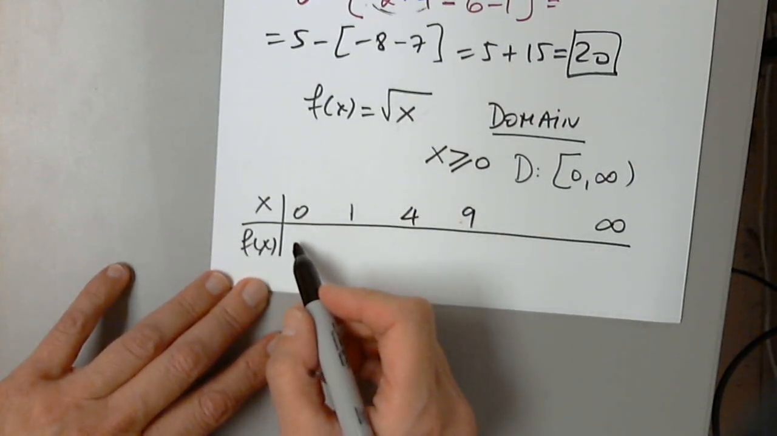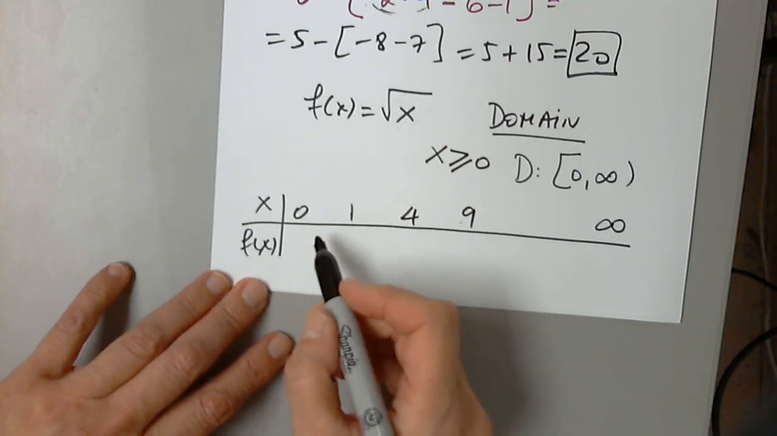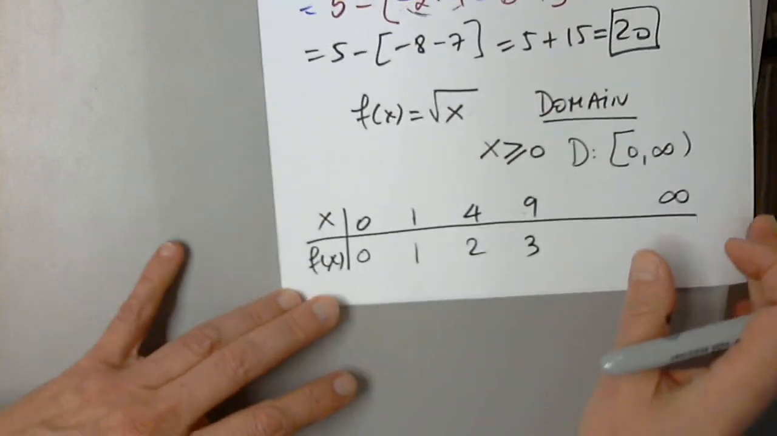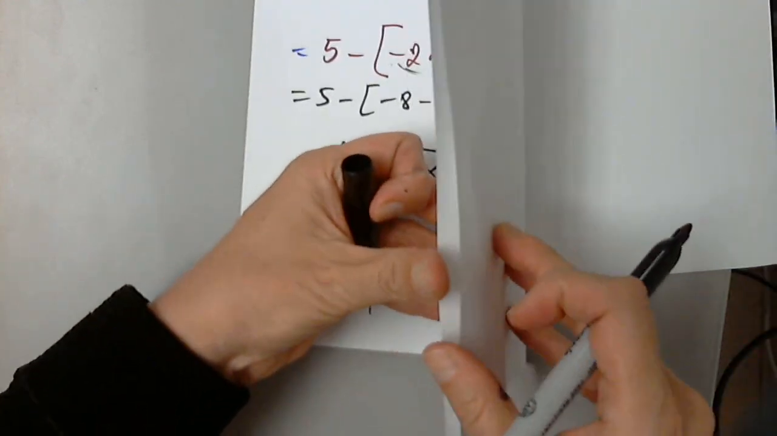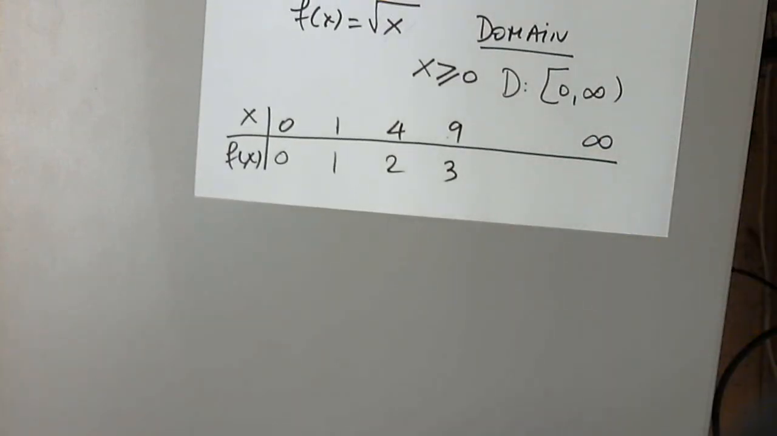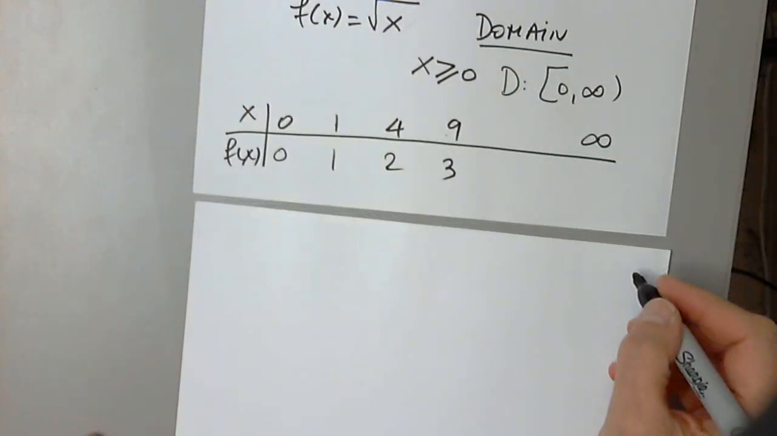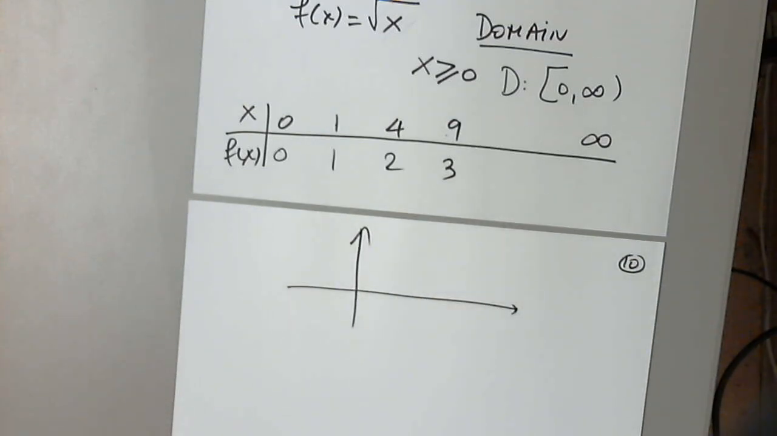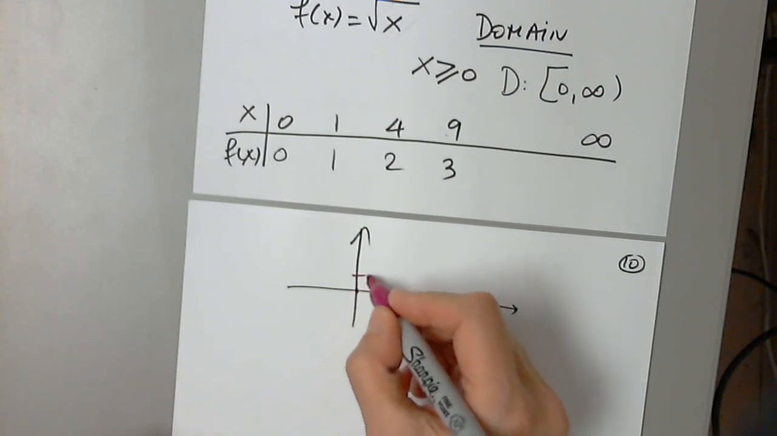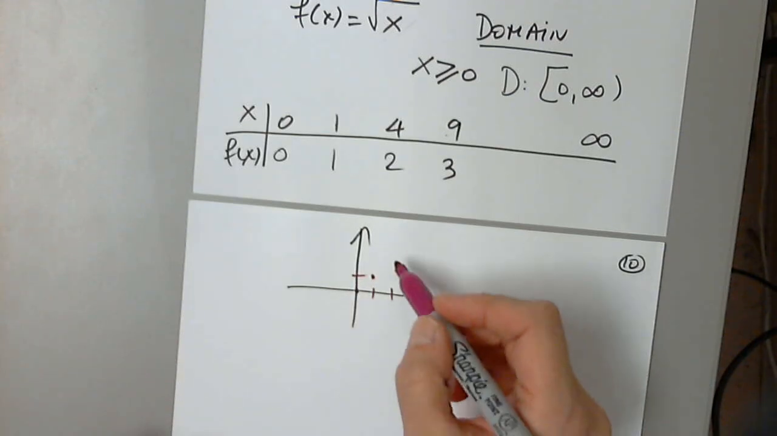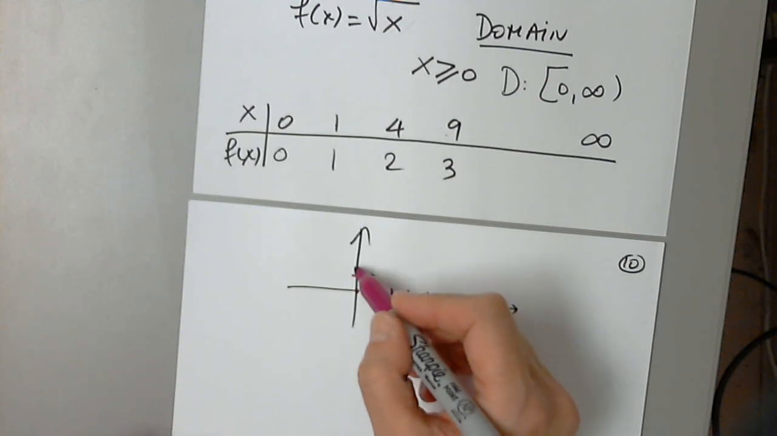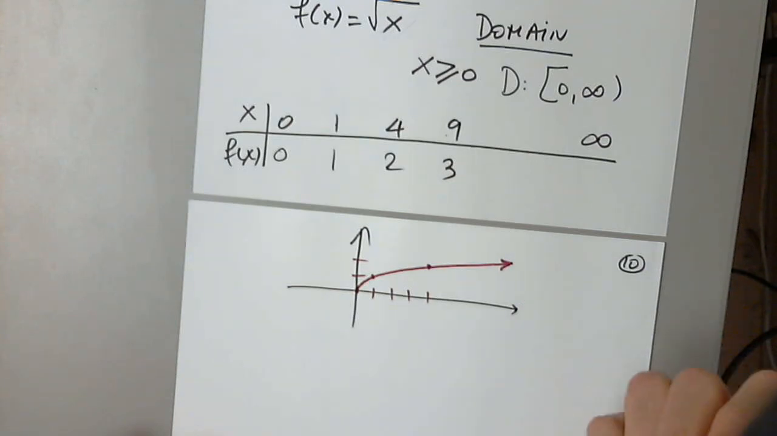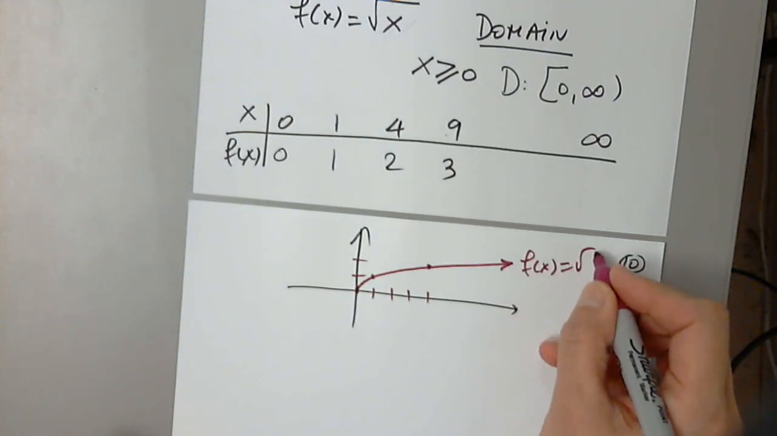What do we get? 0. Very good. Let's plug in 1. Plug in 4. And of course 9. Perfect. That's all we need. Let's graph this function. And then I'm going to ask you about the range as well after we graph it. So 0, 0, 1, 1, 4 is 2, and so on and so forth. Please do not graph it as a straight line. So this is f of x equals the square root of x.